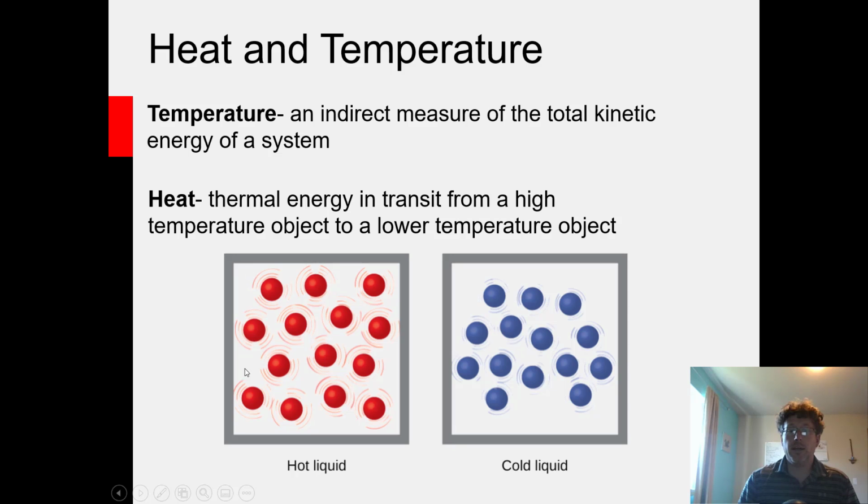So for instance, you can think of a hot liquid, a liquid with a high temperature, is going to be made up of molecules, or what we just simply call particles. We're talking generically about what makes up a solid, a liquid, or a gas. You're going to have molecules in a hot liquid that are vibrating faster and are in faster motion than the molecules that are in a cold liquid. So the temperature is an indirect measurement of the kinetic energy of the molecules and the particles, the components of that system.